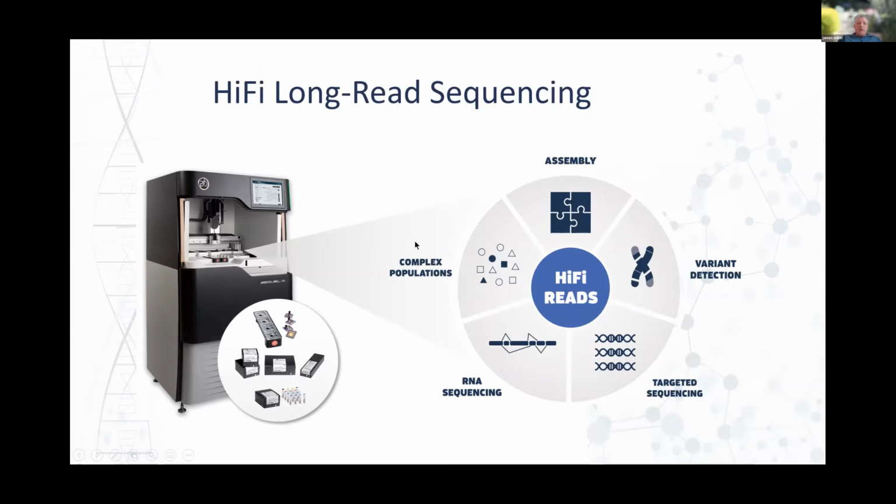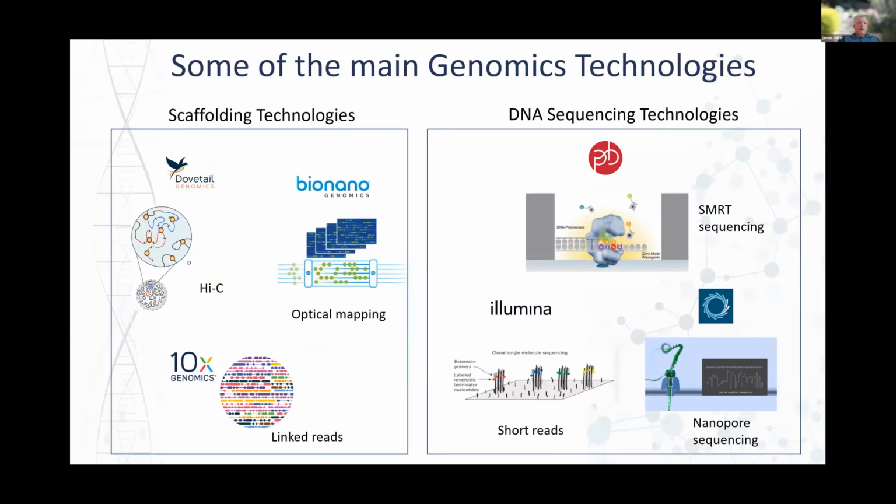Paul, I think, gave some examples of RNA sequencing and Iso-Seq. You can also look at complex populations, microbiome work. Highly accurate long reads are really useful for 16S and also for building metagenome assemblies because of their length and accuracy. And I also talked about variant detection. So there's a number of different applications that PacBio actually has good strength in.